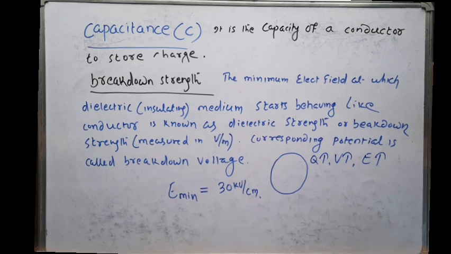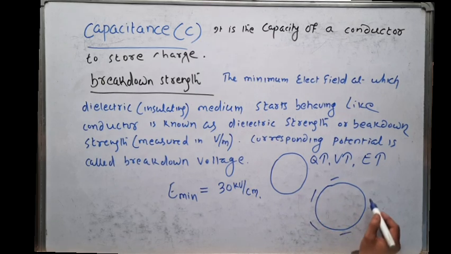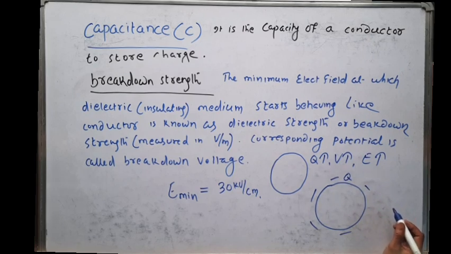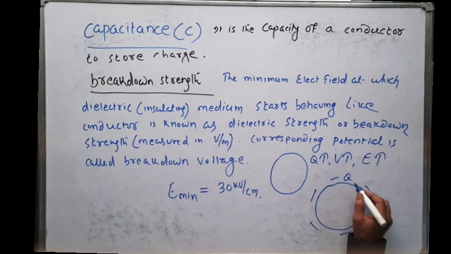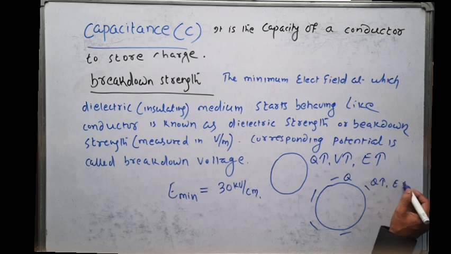Now the question comes: we had taken an example of a metallic spherical conductor where the charge is positive. So what will happen if a negatively charged body is taken? Suppose I take a metallic sphere and give it a negative charge of minus q. What will happen? If the magnitude of this negative charge, q, increases, the electric field intensity again increases.